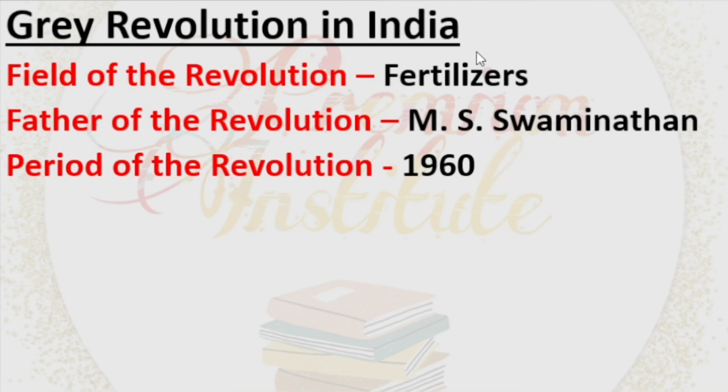Grey Revolution in India. Field of the revolution: fertilizers. Father of the revolution: M.S. Swaminathan. Period of the revolution: 1960.